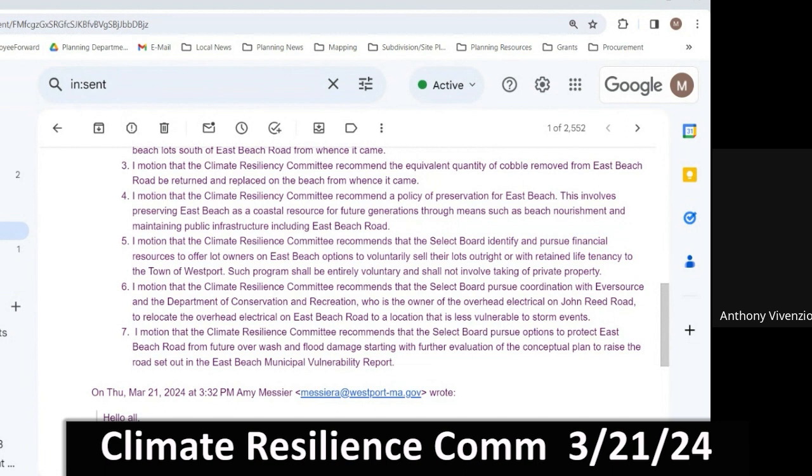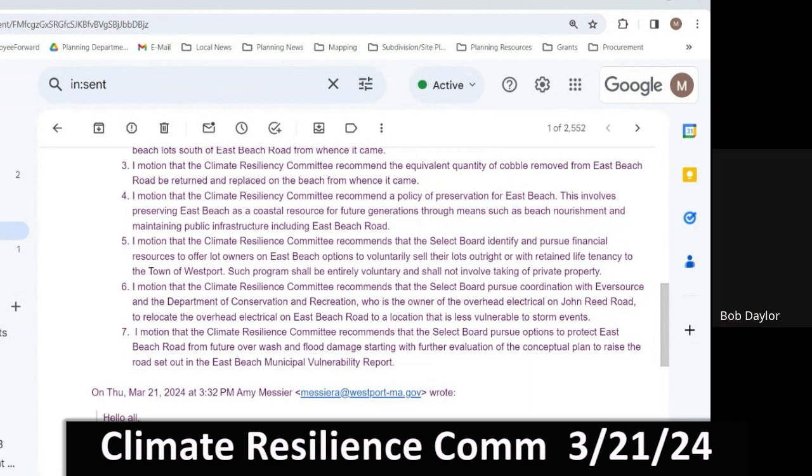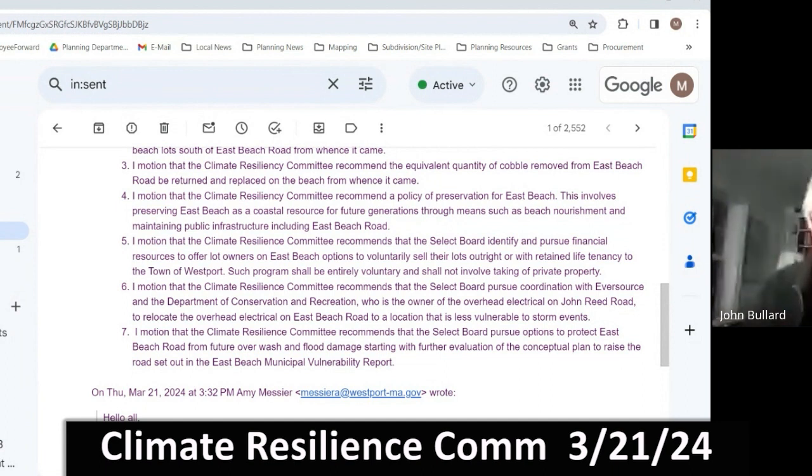But I do think that this needs to be addressed because we don't want a road that's just constantly overwashed. So I think this is written open-ended enough that it would allow us to do that. Yeah, going back to Mike Sullivan's statement, what we're giving the planning board and the select board is a sense of direction, and the sense of direction is raise the road. There's quite a bit of detail in that vulnerability report that Woods Hole Group helped us with, but that's not up to us to figure out the detail.